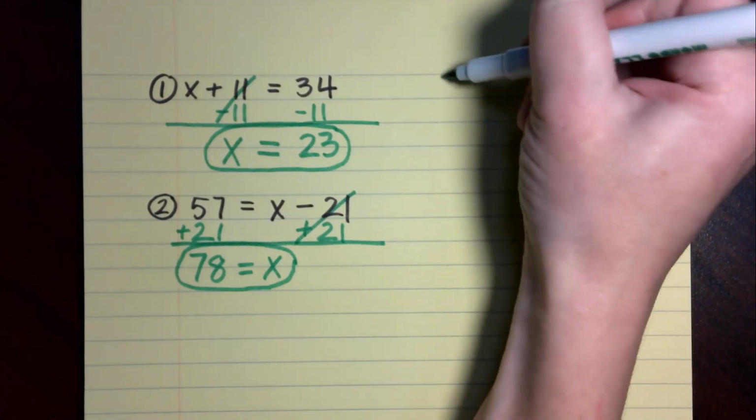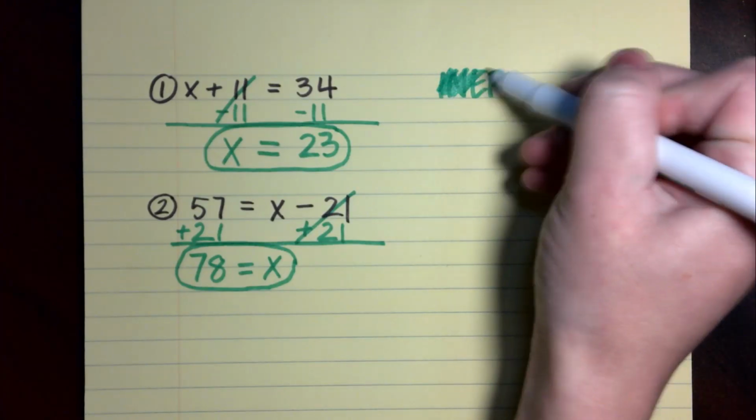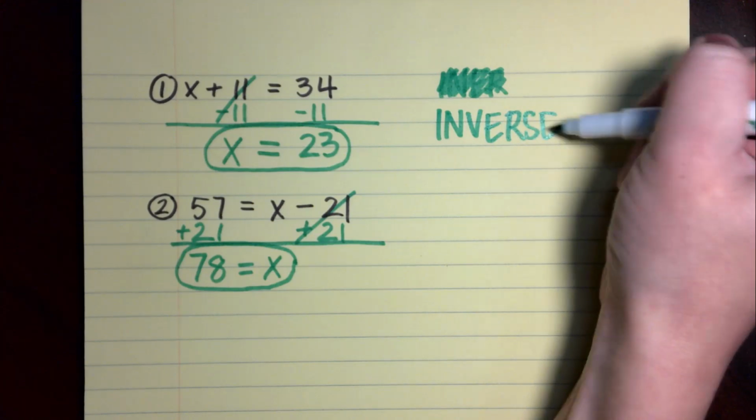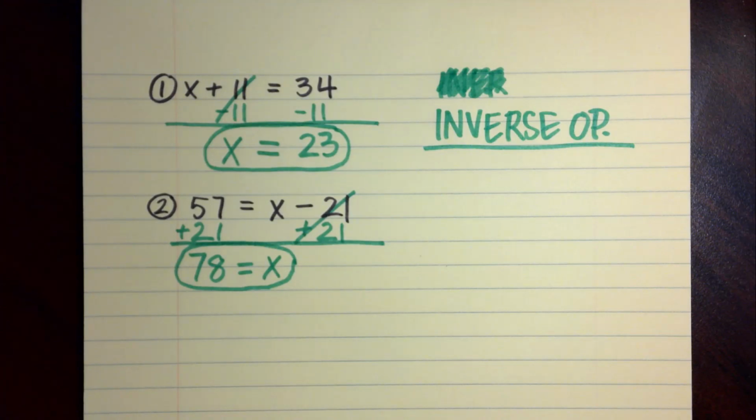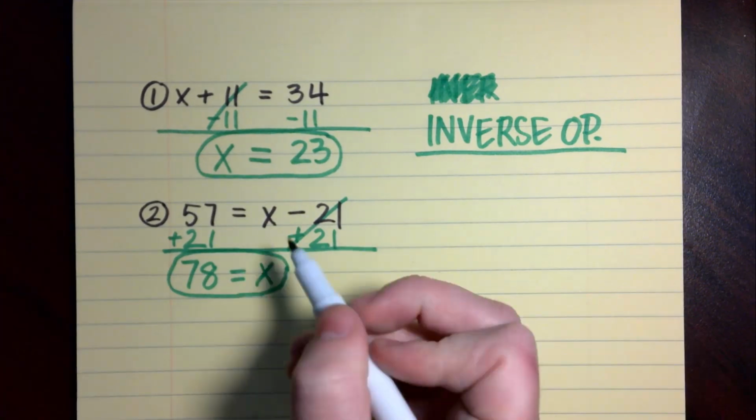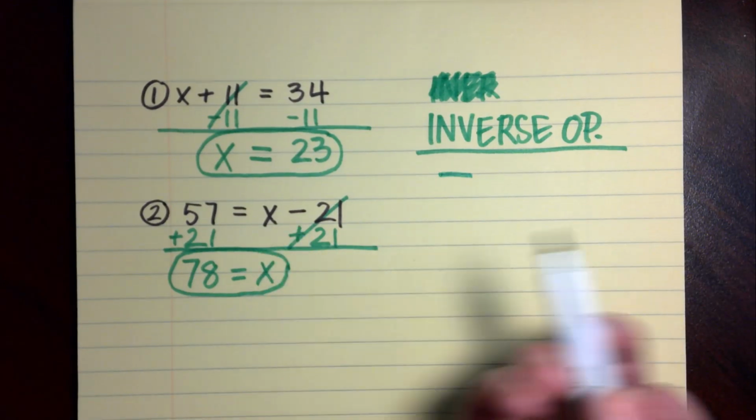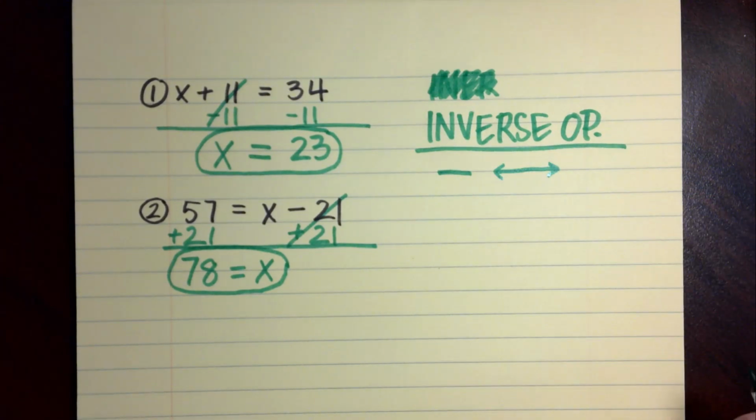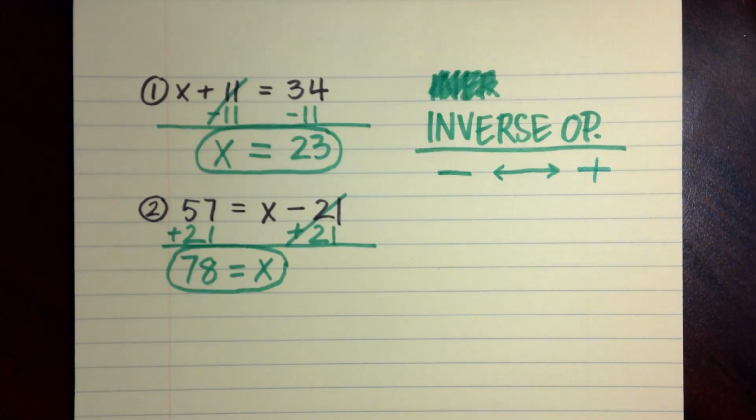So let's give a little reminder of our inverse operations. Wow, I spelled that wrong, guys. Inverse, there's a V in there. Operations. So our operations are add, subtract, multiply, divide. Whenever we have a subtraction problem like this, or a negative number, how do we cancel that out? What's the opposite of negative or subtract? Add. Absolutely. So if we want to get rid of that minus 21, we've got to do plus 21.